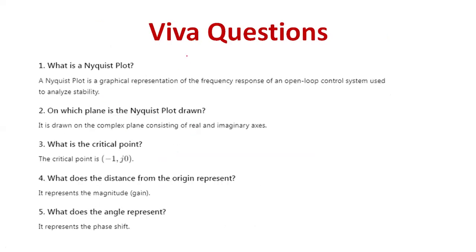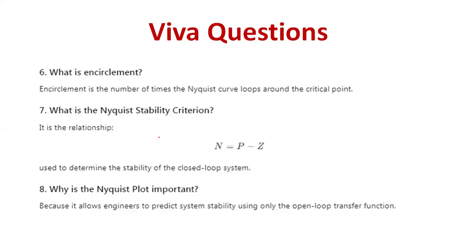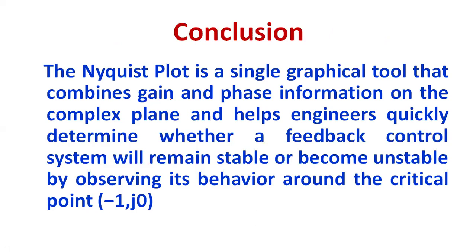Then there are some viva questions like: what is a Nyquist plot? What is the critical point? What does the distance from the origin represent? What does the angle represent? What is encirclement? What is the Nyquist stability criterion? Such kinds of basic questions you can expect for your interview and lab viva.